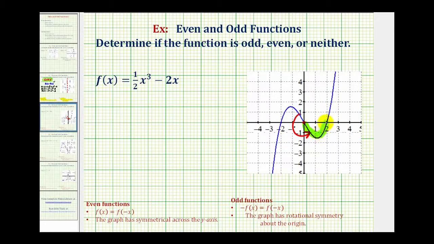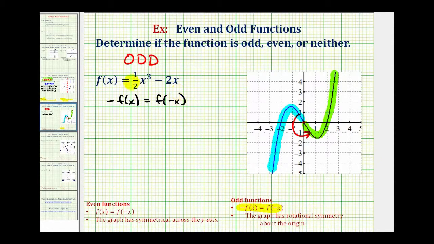This green half would be where the blue half is, and the blue half would be where the green half is. So because of the symmetry about the origin, we know this function is going to be odd. But algebraically, we would need to verify that negative f of x is equal to f of negative x. And let's go ahead and do that. We want to show that negative f of x is equal to f of negative x.